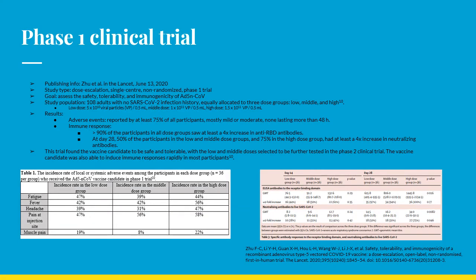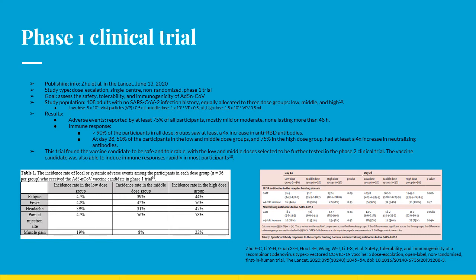The Phase 1 trial of AD5-nCoV was published by Zhu et al. in The Lancet on June 13, 2020. It was a dose-escalation, single-center, non-randomized Phase 1 trial, aiming to assess the safety, tolerability, and immunogenicity of this vaccine candidate. A total of 108 adults with no SARS-CoV-2 infection history were selected.